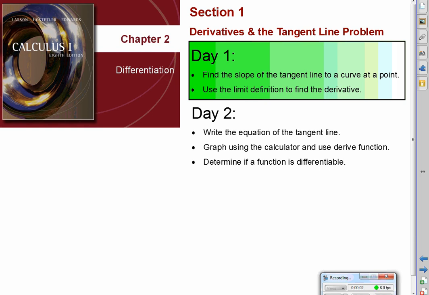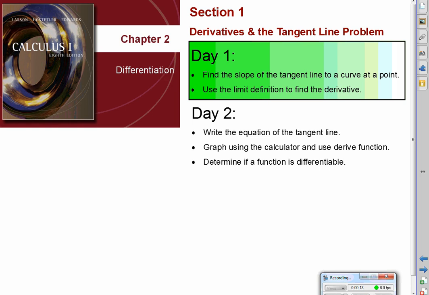Welcome to Chapter 2, Section 1. We get to start discussing derivatives, and that's going to be exciting and a very foundational piece to our studies the rest of the year. So I want to make sure you get these down.